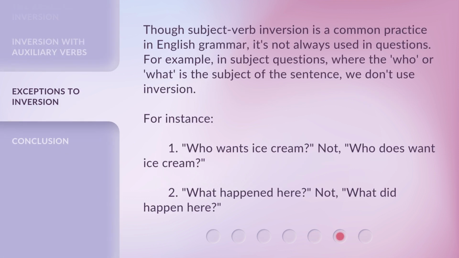Though subject-verb inversion is a common practice in English grammar, it's not always used in questions. For example, in subject questions, where the who or what is the subject of the sentence, we don't use inversion. For instance, 1. Who wants ice cream? Not, who does want ice cream? 2. What happened here? Not, what did happen here?